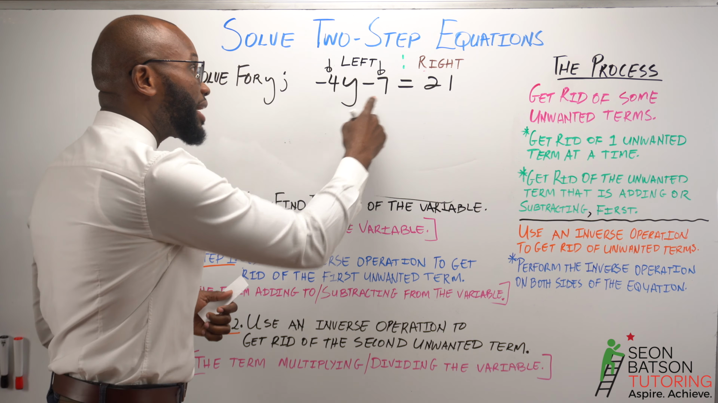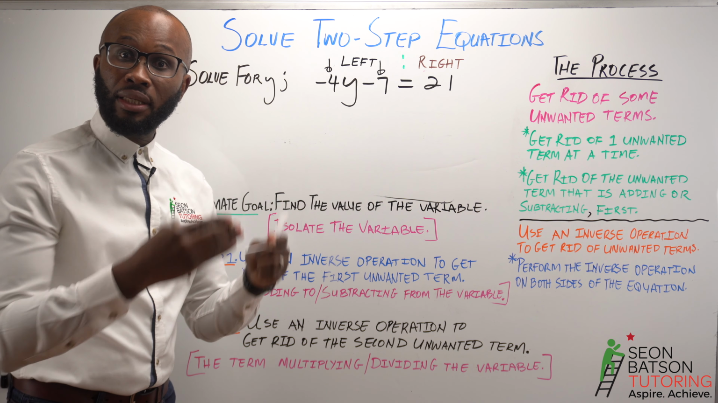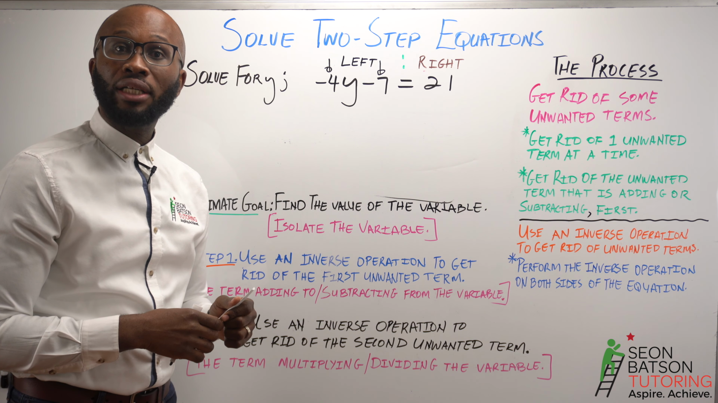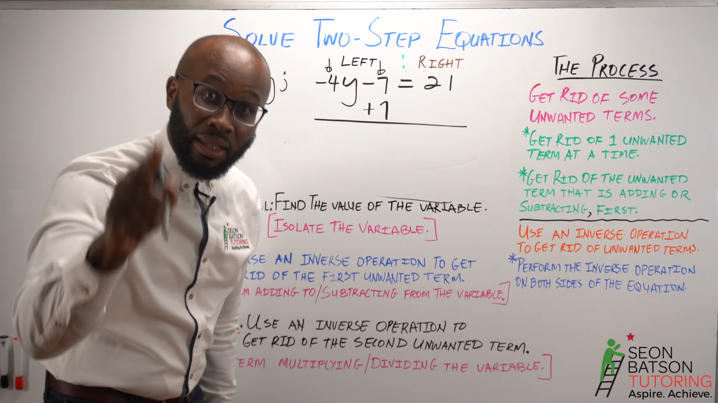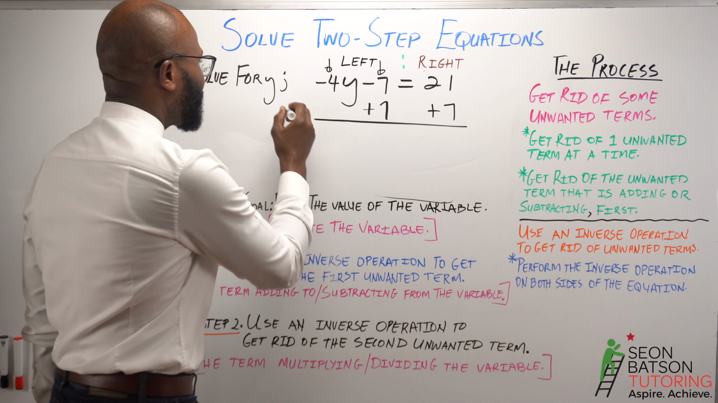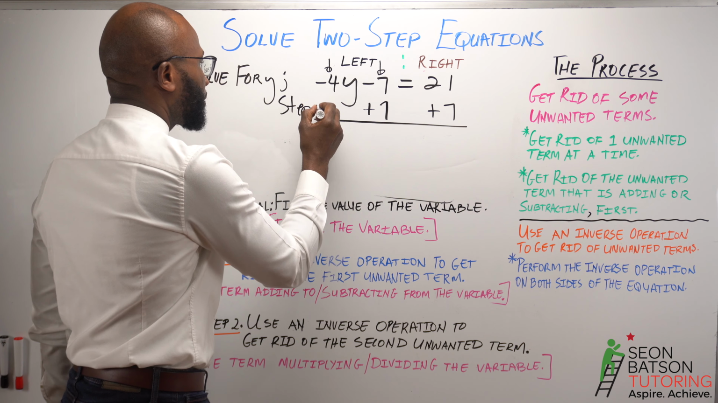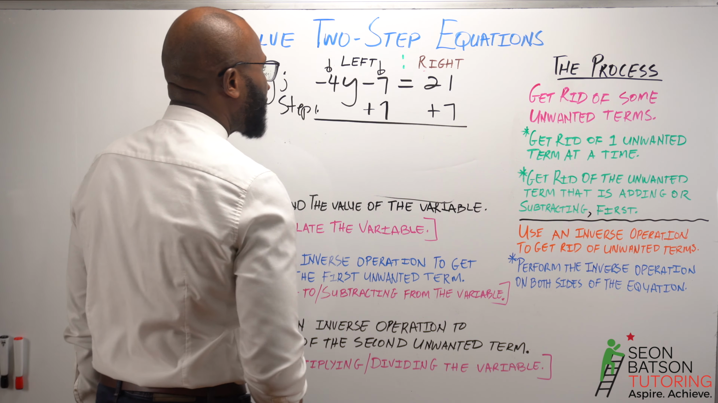Well, to get rid of the negative 7, we have to use the inverse operation. And since the 7 is subtracting from the y, we will have to add 7 because the inverse operation of subtraction is addition. So we will add 7 to the left side. If I add 7 to the left side, I must add 7 to the right side as well. Yes? So for step 1, we will add 7 to both sides of the equation. Yes? Let's add 7 and see what happens.